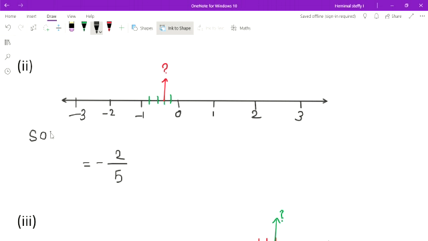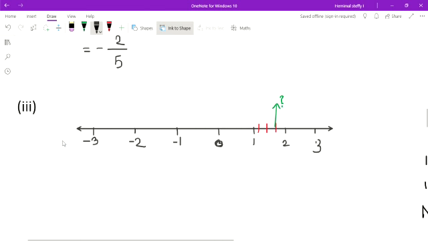Then go to the third one. Okay, third one, listen. Where is the question mark? In the positive place. In the positive place, the number line always goes this side: 1, 2, 3. The positive line goes this side. The question mark is between 1 and 2. So first, near 1, we write the whole number 1.